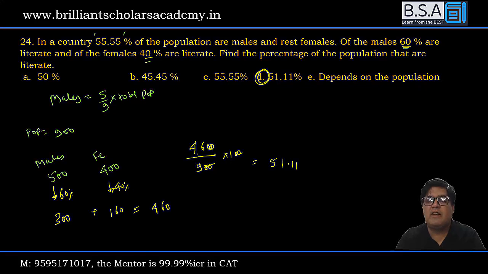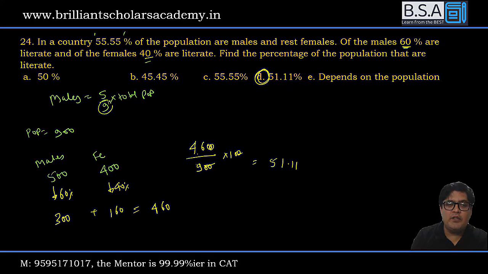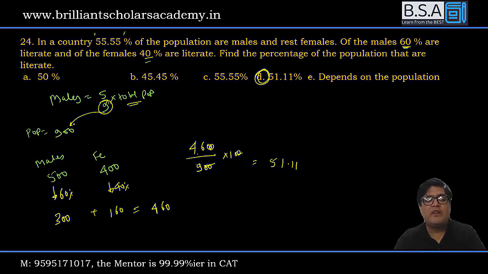Again, these are not advanced questions, but by assuming the population as a multiple of 9, you can simplify your calculations. 90 लोगे तो भी चलेगा. Nothing wrong with 90. कुछ गलत नहीं है. 90 is also fine. You can take 90 also. Perfectly fine.